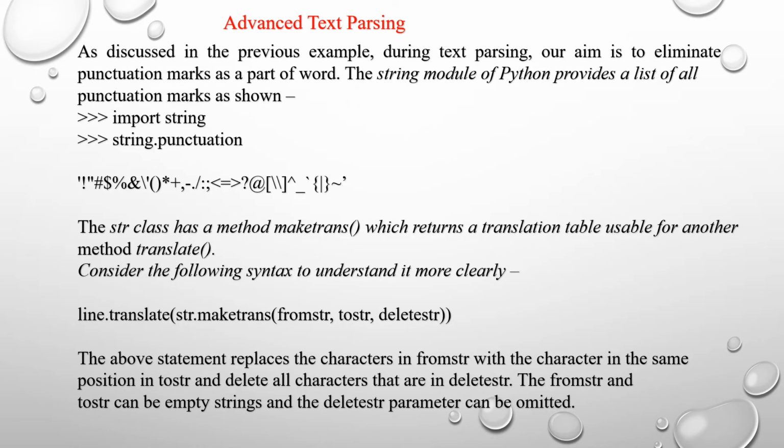As we discussed in the previous example, during text parsing, our aim is to eliminate the punctuation marks as a part of the word. The string module of Python provides a list of all punctuation marks, as shown. First we have to import the module, and the module is string. After that we invoke the function, so this gives the available punctuation marks. These are the available punctuation marks under the module string.